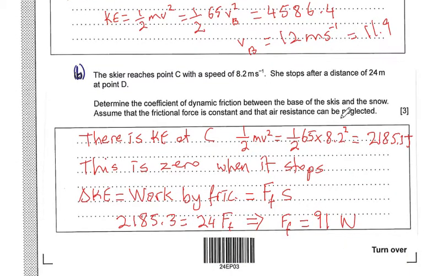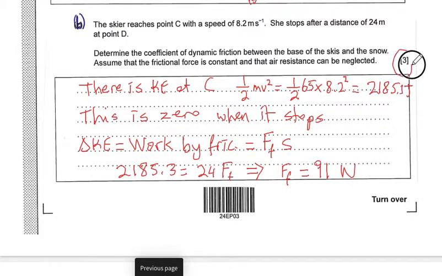Now there's an explain question here of 3 marks. That means we are expected to write an answer of 3 explicit steps. So when the skier reaches point C, with a speed of 8.2 meters per second, she stops after a distance of 24 meters. So there's obviously kinetic energy at C. We can calculate that with 1/2 mvc squared, which calculates to that number. This is going to be 0 when it stops, because that energy is used up against friction. So friction is going to steal all of that energy.